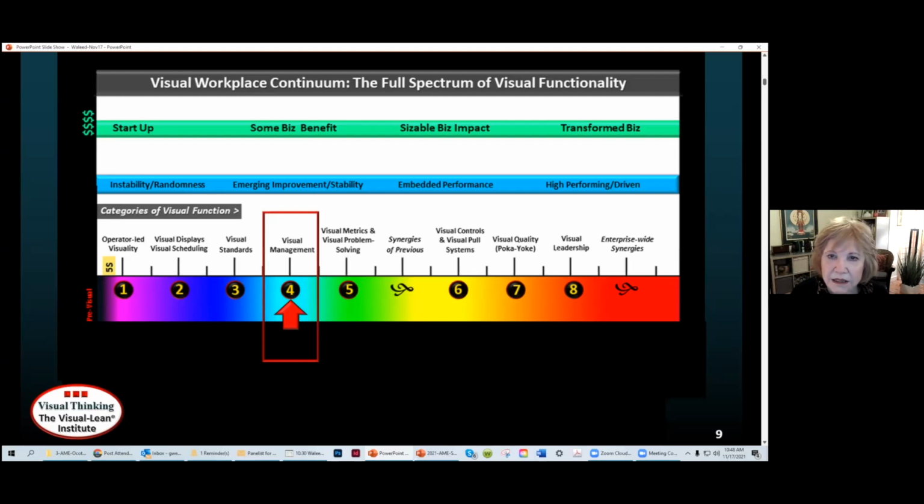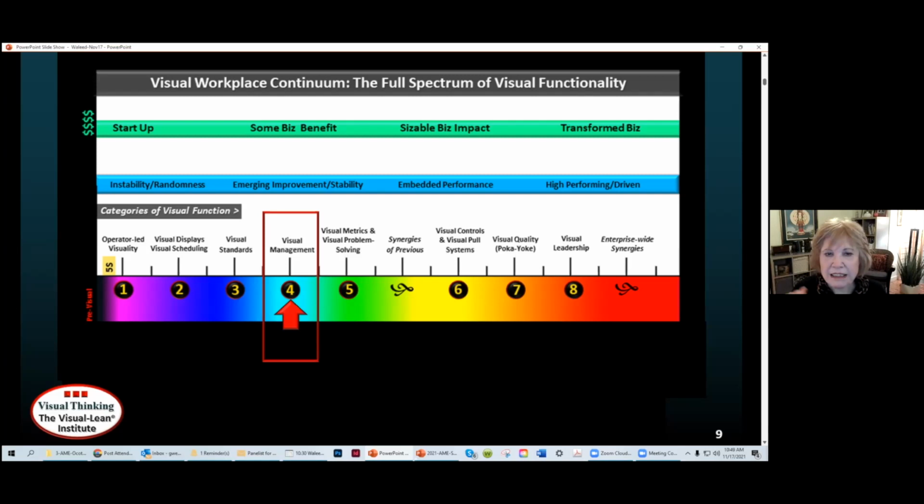Operator-led visuality. This is a highly amplified 5S, hardly a trace of so-called 5S, but still it is what the operators contribute to the environment, to the workplace, to operations: visual displays, visual scheduling for your supervisors, visual standards, which is the bedrock of your organization. And it's very hard to do at the very beginning. Better groom the workplace. That's why it's place number 3.